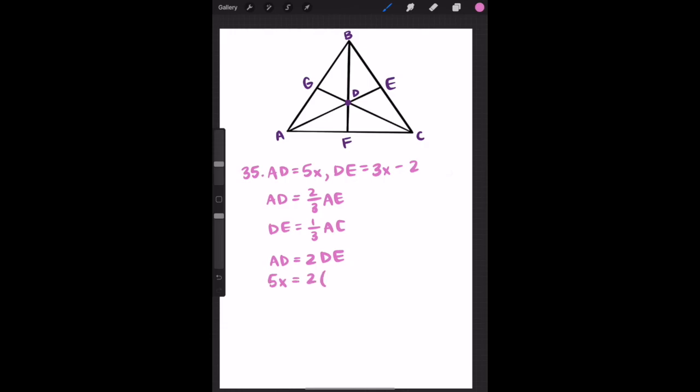So then just fill in the equation. So 5x equals 2 times 3x minus 2. Distribute that 2, so 6x and minus 4. Subtract 6x from both sides. You're left with negative 1x equals negative 4. Divide by negative 1 to get x by itself, so x equals a positive 4.